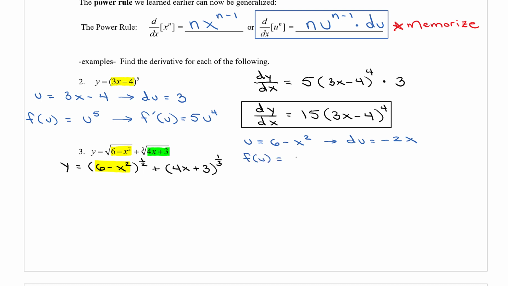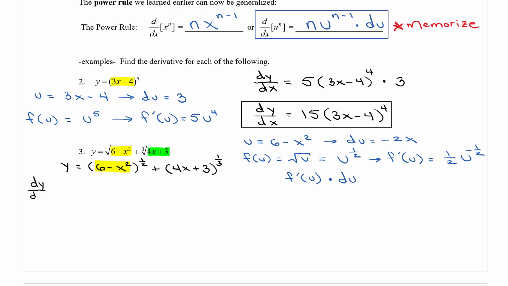f of u is going to be equal to the square root of u, which is also equal to u raised to the 1/2 power. The derivative of f of u, or f prime of u, is going to be equal to 1/2 times u raised to the negative 1/2 power. Let's recall the chain rule. The chain rule states that f prime of u times du will give me the derivative that I need.